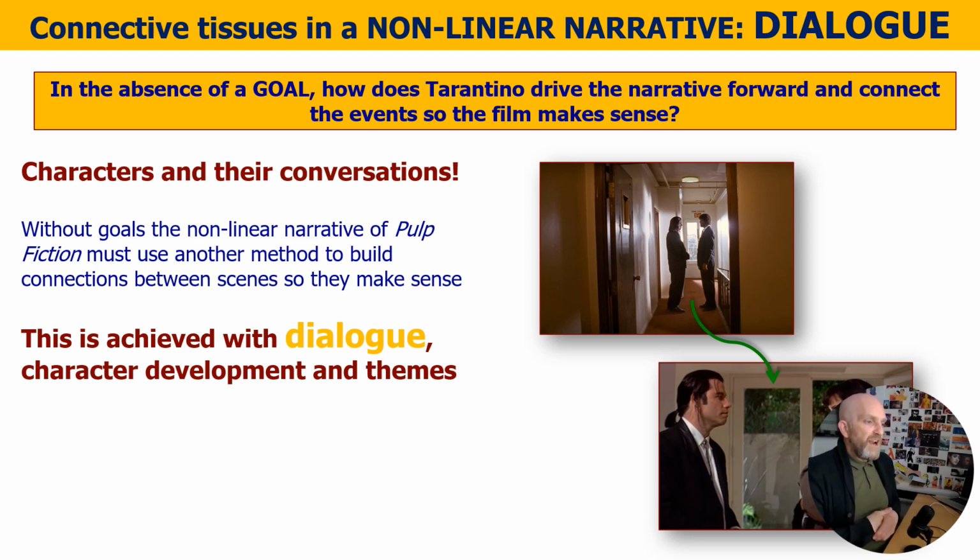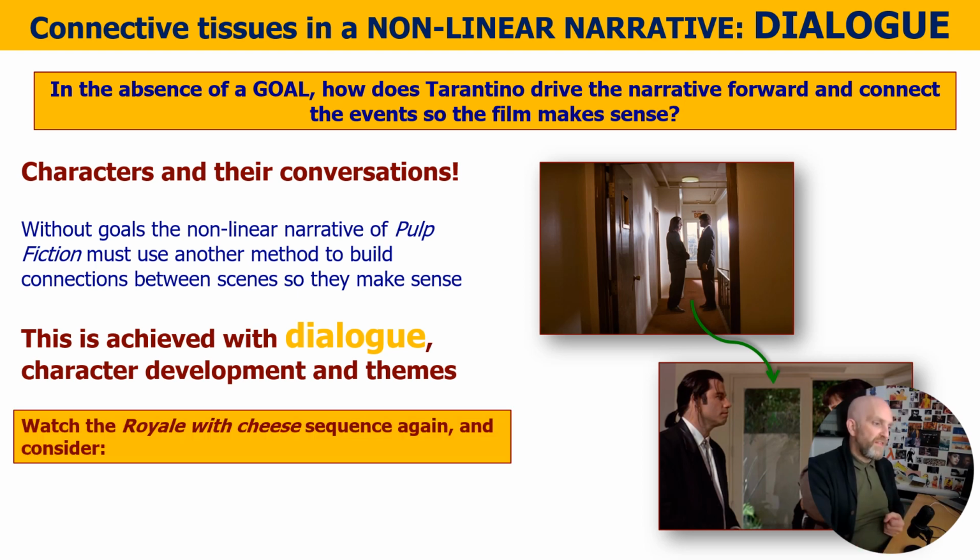Okay, so, without goals, the non-linear narrative of Pulp Fiction must use another method to build connections between scenes. This is achieved through dialogue, character development, and themes. So, if we watch the Royale with Cheese sequence, but more specifically the scene in Pulp Fiction, as shown on screen, where Vincent and Jules are walking towards the apartment, they have a long conversation that some people may argue is meaningless, i.e., it doesn't contribute to narrative. It's a really well-written scene, but it's not telling us anything about the narrative or the goals. But another way to look at it is the conversation establishes several really important points that will come back later, which will make later scenes make sense. So, for example, we learn some really important information.